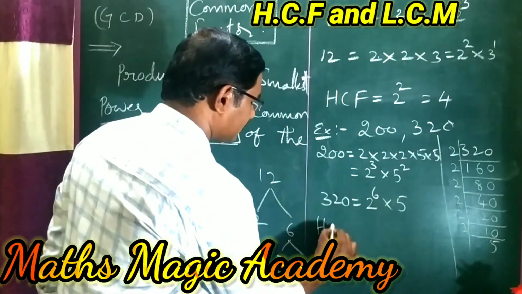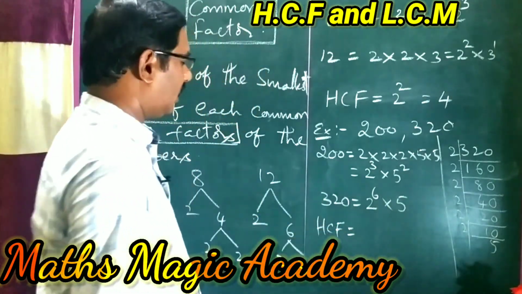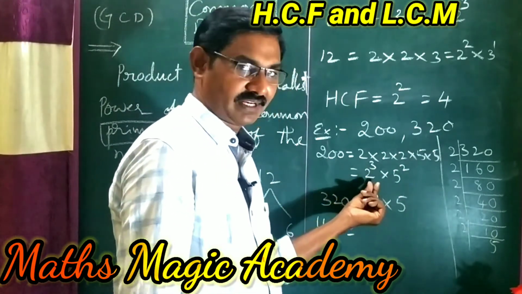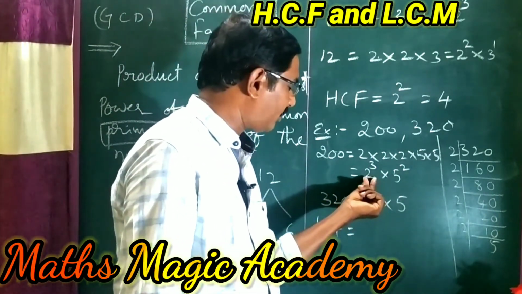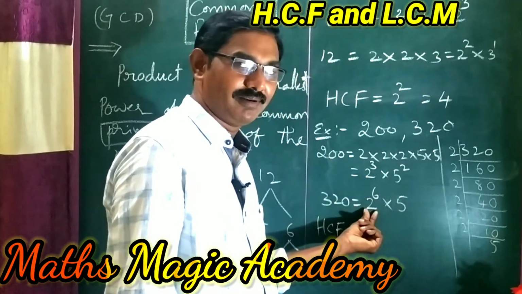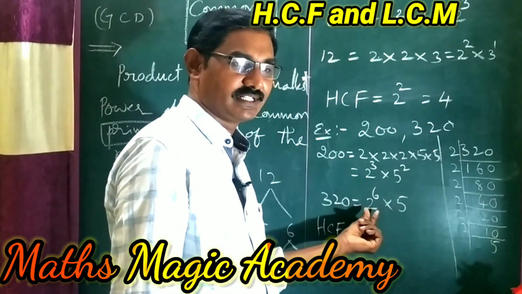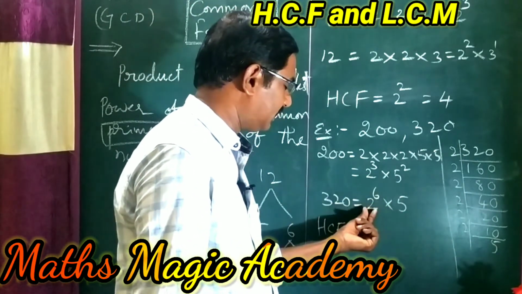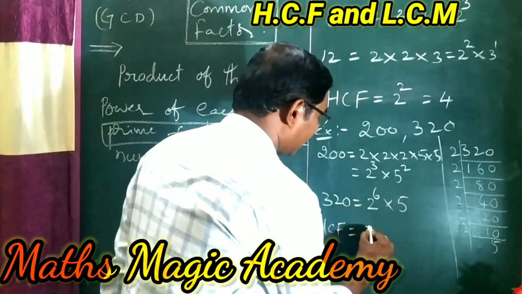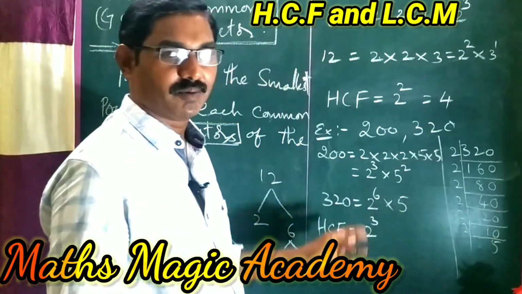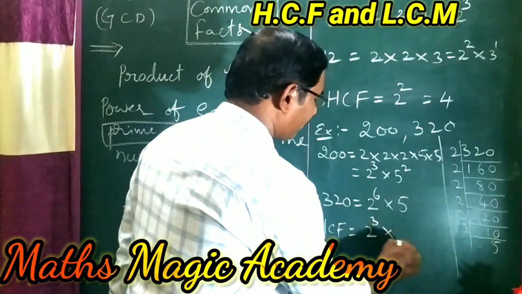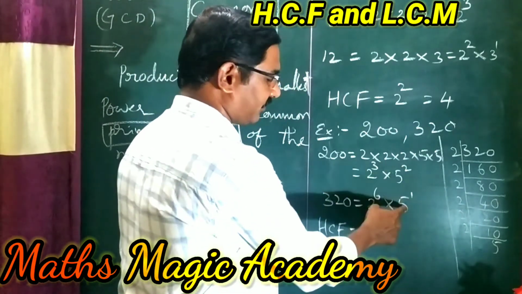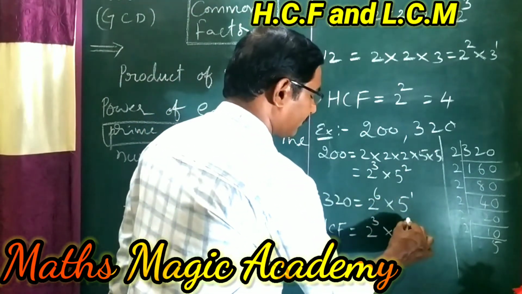Now HCF. According to the definition, what do we have to go for? Common factors. What are the common factors? 2 power 3 is here, and here also 2 power 3 will be there, no? 2 power 6 is nothing but 2 power 3 into 2 power 3. So you have to take down 2 power 3. The common part is 2 power 3. And here 5 power 2 and 5 power 1. Which is common, 5 power 2 or 5 power 1? 5 power 1.